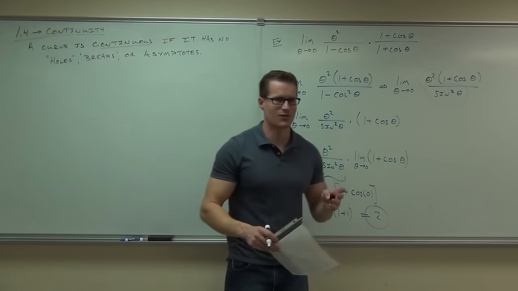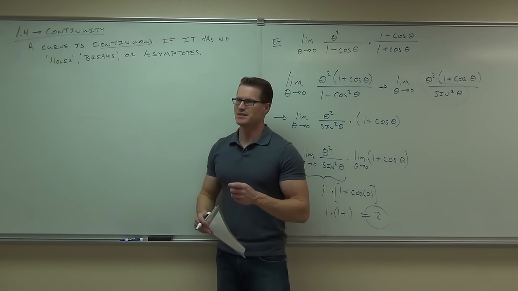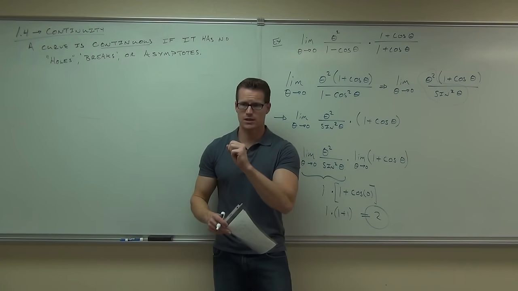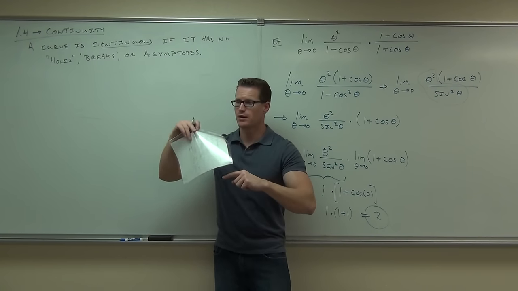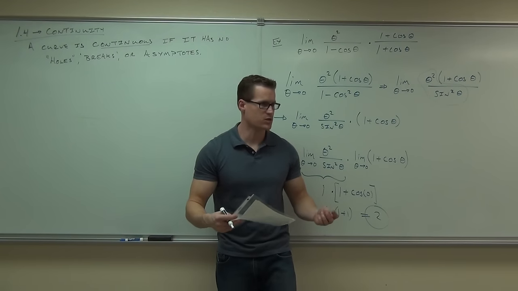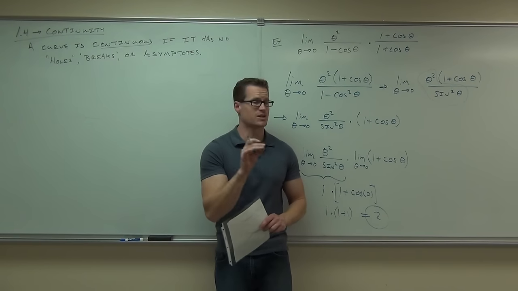Now, would you like me to give you a more precise definition than that? Holes, breaks, and asymptotes? That's understandable, right? Hopefully. It doesn't have any holes in it, it doesn't have a gap, and it doesn't have any asymptotes in it. If you don't have those things, then it's continuous everywhere. If you do have those things, it'd be continuous most places, just not at those specific points.